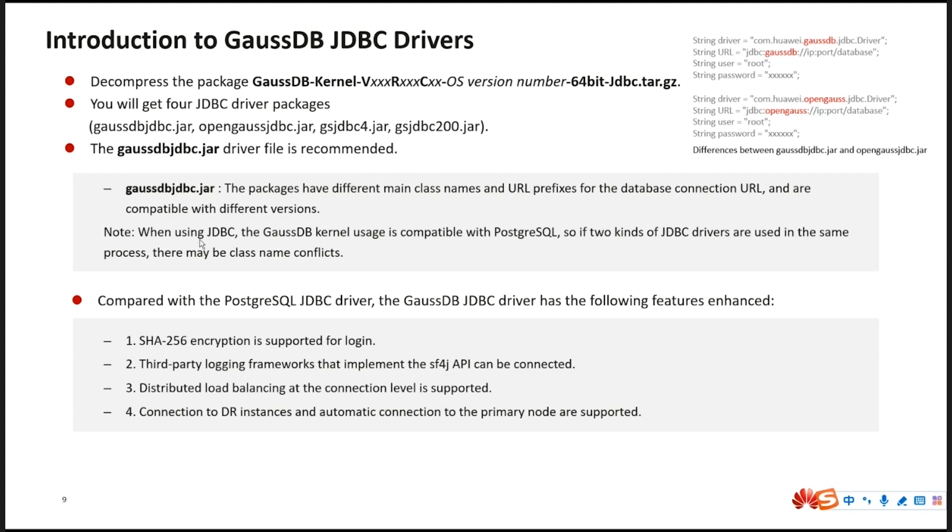When you use our JDBC, the GaussDB kernel usage is compatible with PostgreSQL. So it's possible to use two drivers in your application, but that may cause class name conflicts. You can use it like that, but there may be a problem. So don't use two jars in your application. Just use the GaussDB JDBC jar, as I told you at first.